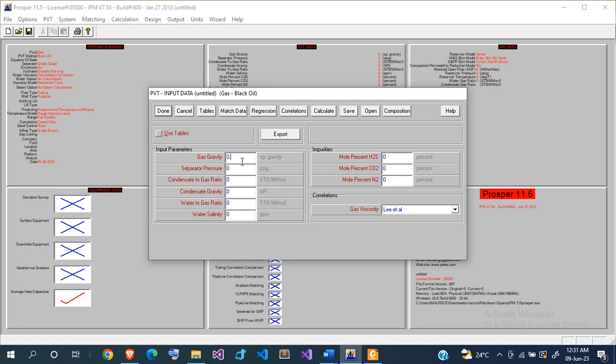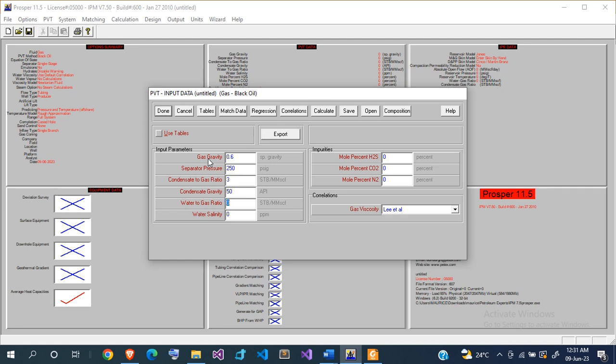So for the first layer, I'm having a gas gravity of 0.6, that's specific gravity. The pressure at the separator is 250 psi. Condensate is 3. Condensate gravity is at 50, so this is a lighter oil than for the lower section. You know, the higher the API gravity, the lighter the oil, right?